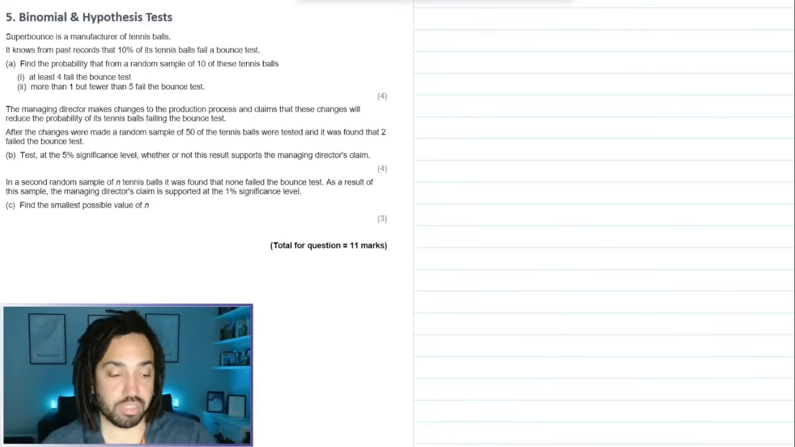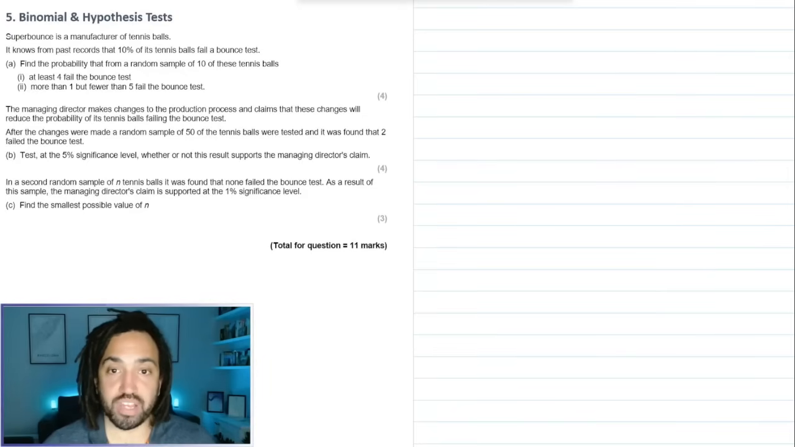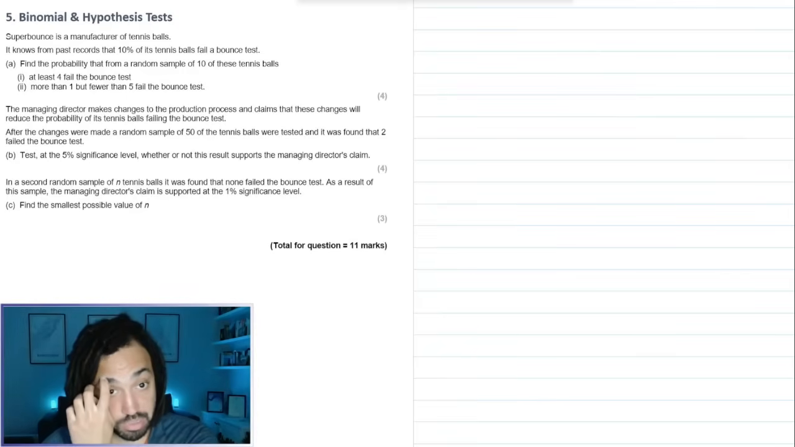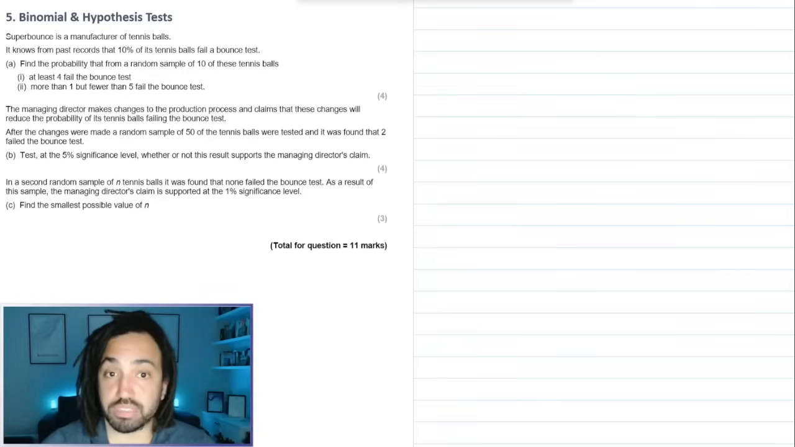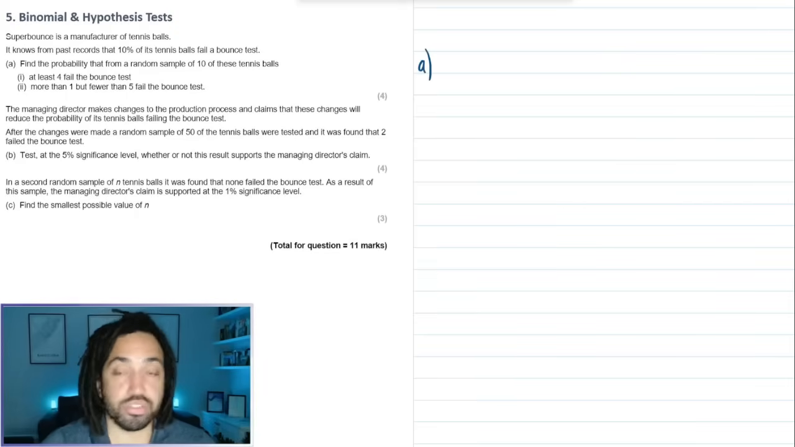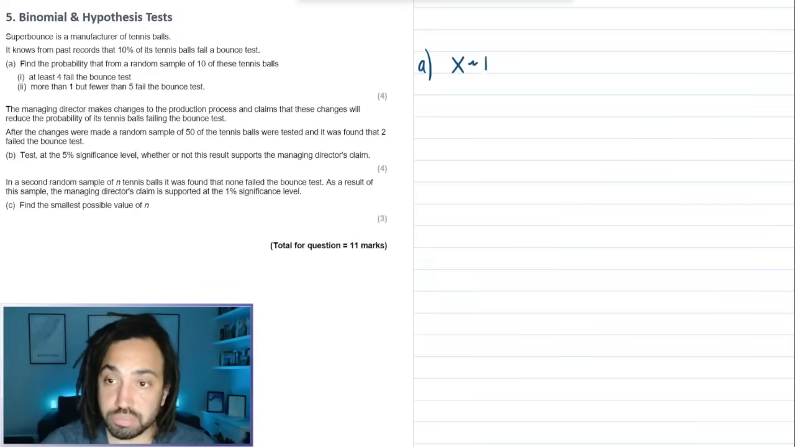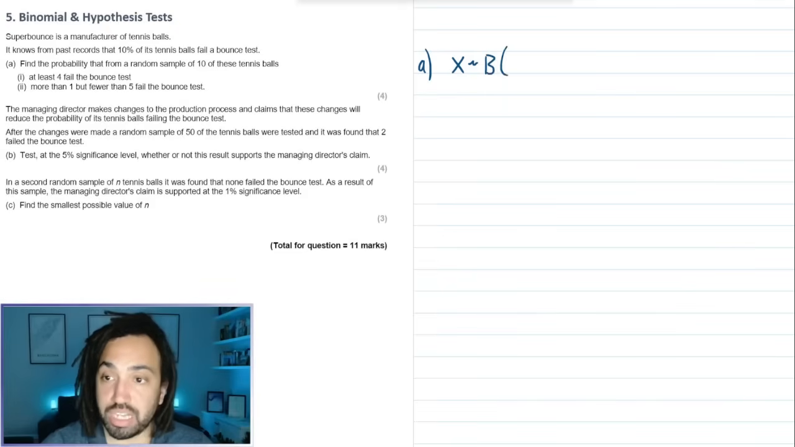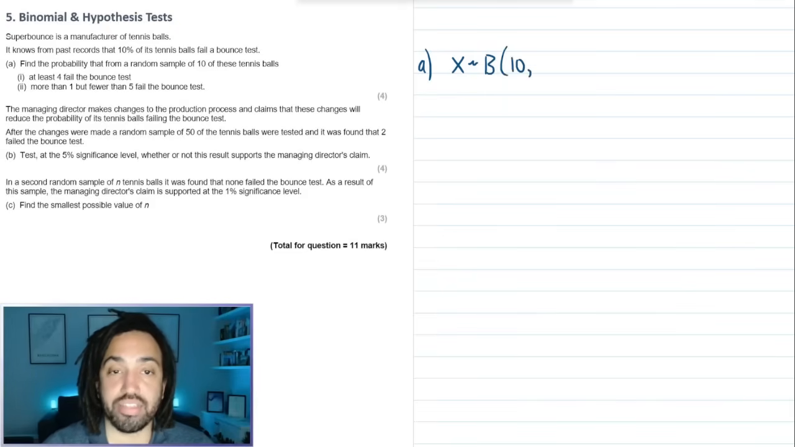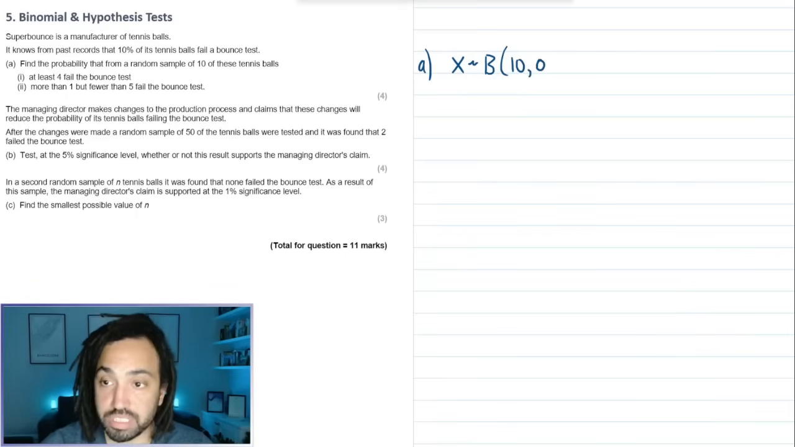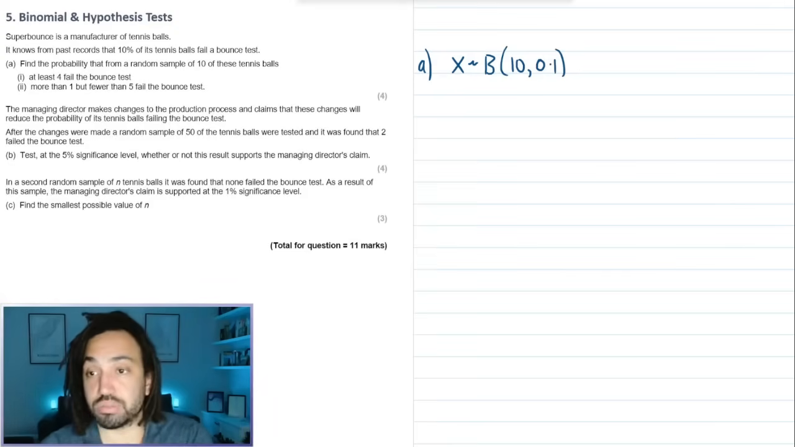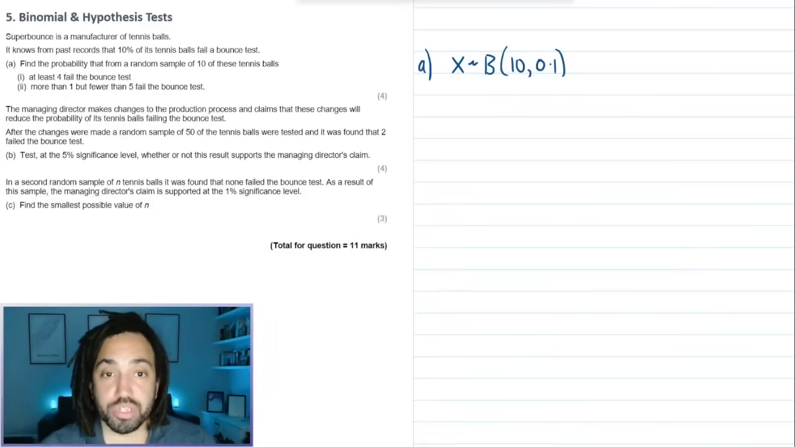It knows from past records that 10% of its tennis balls fail a bounce test. Find the probability that from a random sample of 10 of these tennis balls, at least 4 fail the bounce test. Okay, so what we would like to do first is write a distribution. We have a sample of 10, and the probability of fail is 0.1, which is independent of the previous tennis ball, and there are only 2 outcomes, fail or success. So we can use the binomial.